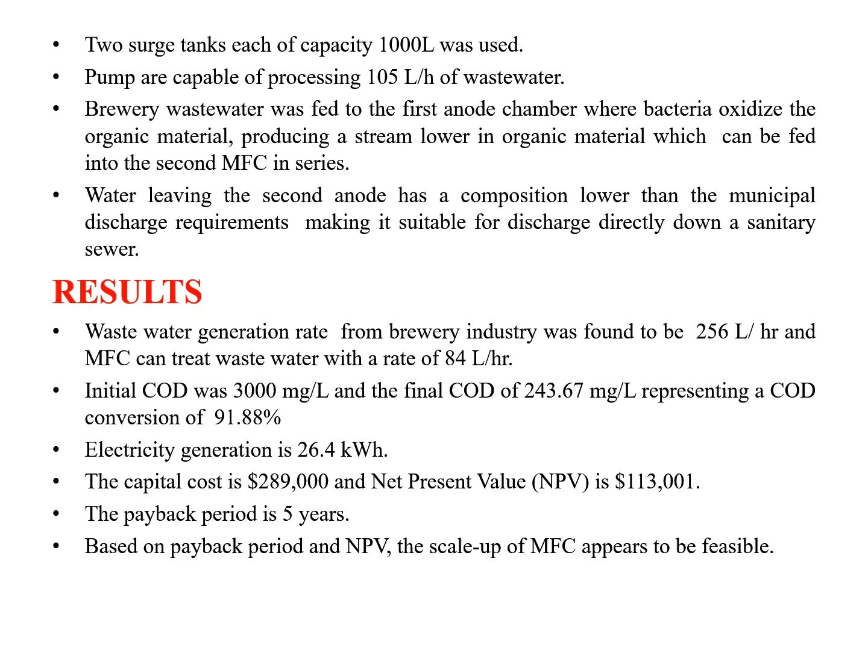Pumps are capable of processing 105 liters per hour of wastewater. Brewery wastewater was fed to the first anode chamber, where bacteria oxidize the organic material, producing a stream lower in organic material, which can be fed into the second MFC in series. Water leaving the second anode has a composition lower than the municipal discharge requirements, making it suitable for discharge directly down a sanitary sewer.